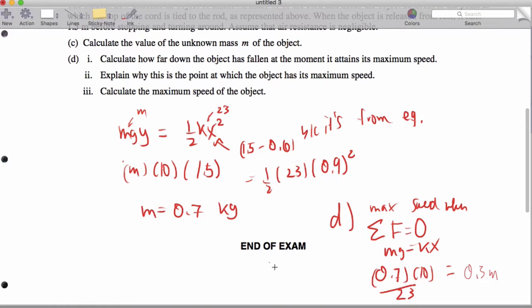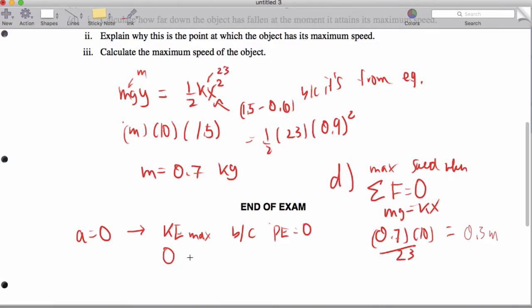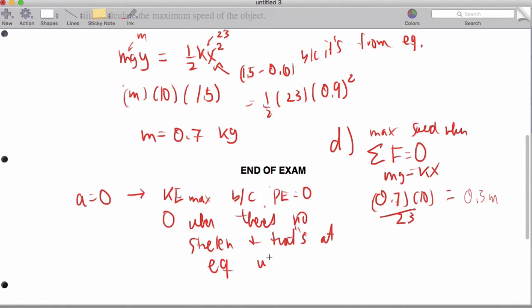And then why is this the point where we have the maximum speed? Let's be really clear here. What's happening there is basically acceleration is 0. And this implies that kinetic energy is at its maximum, because PE is 0 when there's no stretch. And that's at equilibrium with no net force.